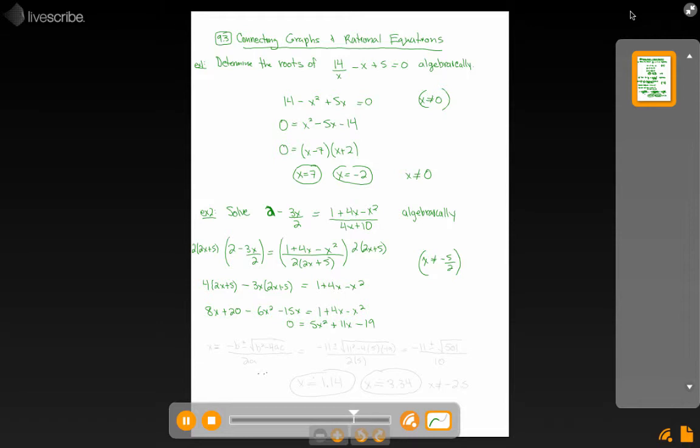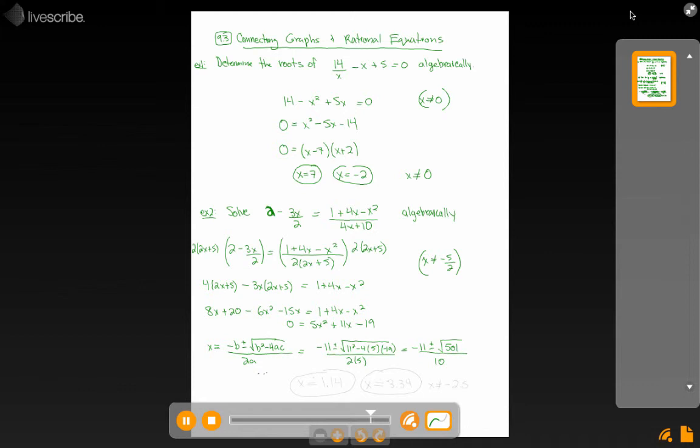In an ideal world, everything factors nicely with nice even round numbers. In this case, I would be looking for two numbers to multiply to negative 95 and add to plus 11, and I can't think of any, so I'll jump right into the quadratic equation from here. If you put in the numbers carefully here, you've got negative 11 plus or minus the square root of 11 squared minus 4 times 5 times negative 19, all over 2 times 5. Numbers don't work out beautifully. You get negative 11 plus or minus the square root of 501 over 10.